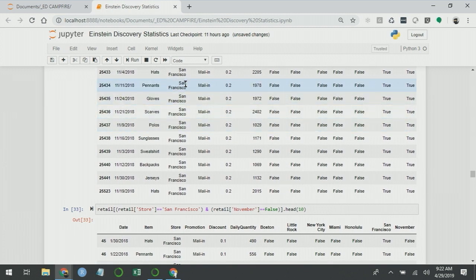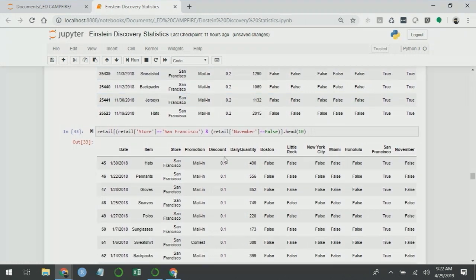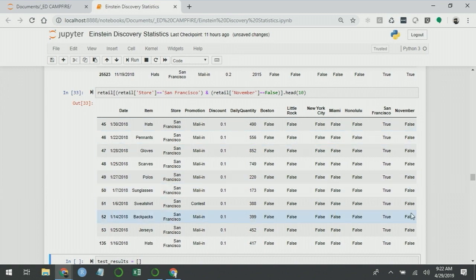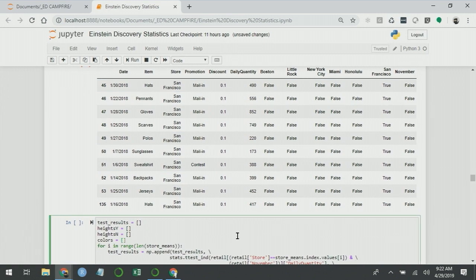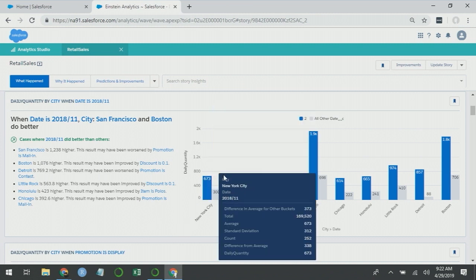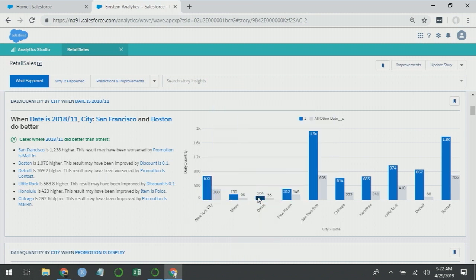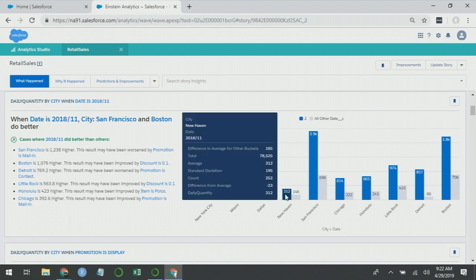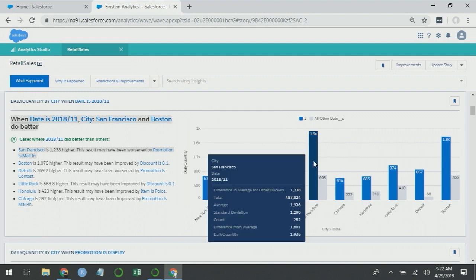You'll see in this case, this is all San Francisco in November. This is San Francisco not in November. So those are the kind of tests we're doing. And across the board, the results are statistically significant. All of the left bars are blue. What that means is, in every city, November has higher sales than their other months in aggregate.